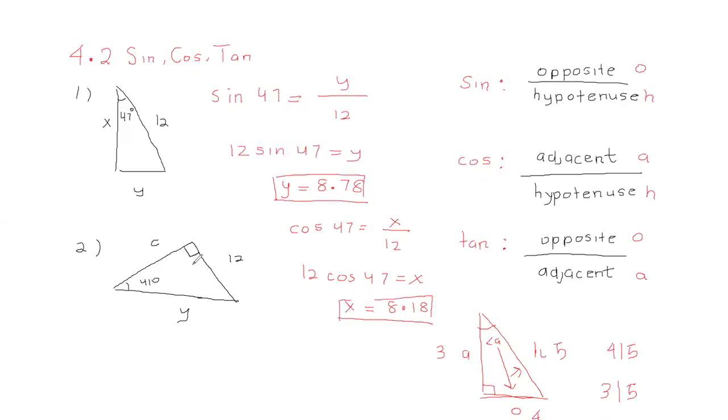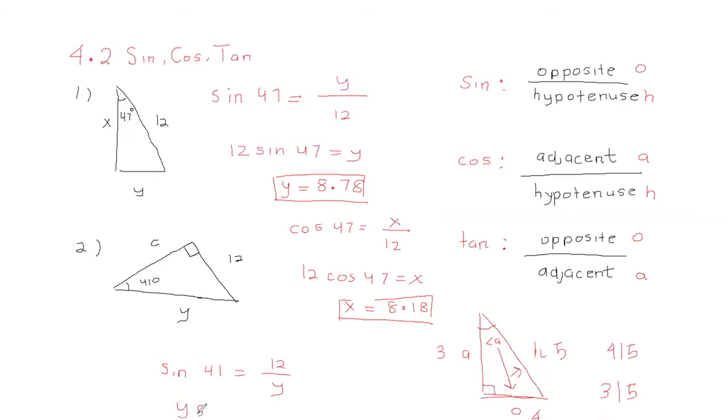For question 2, we are going to be solving for the variables c and y. The first variable we're going to solve for is the variable y. In order to solve for y, we're going to use the trigonometric function of sine. So if you remember, sine is opposite over hypotenuse. So our equation will be sine 41 equals 12 over y.